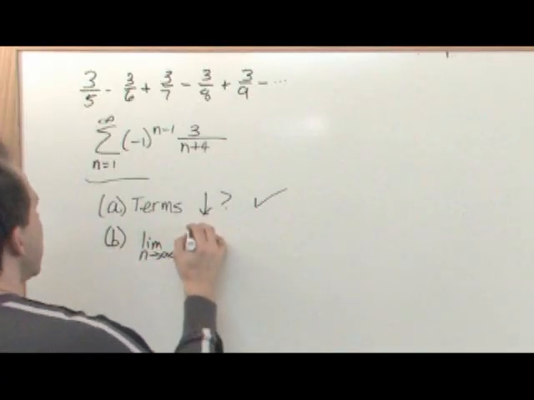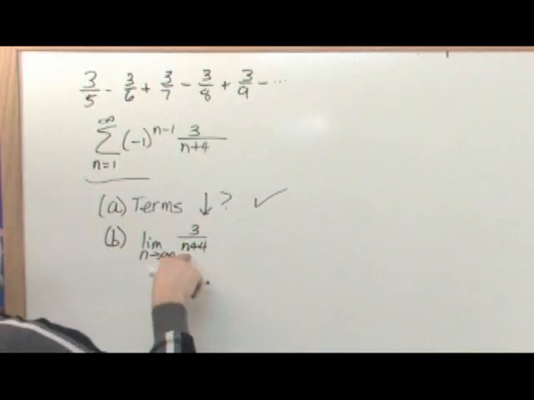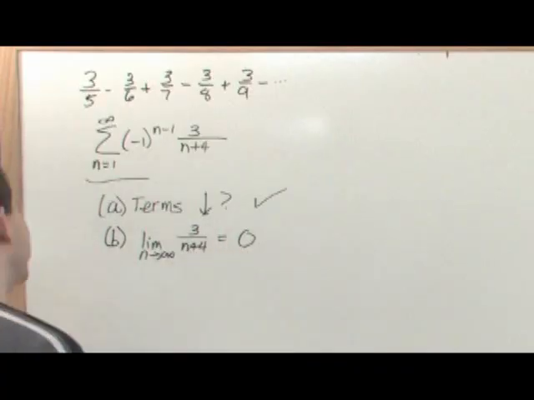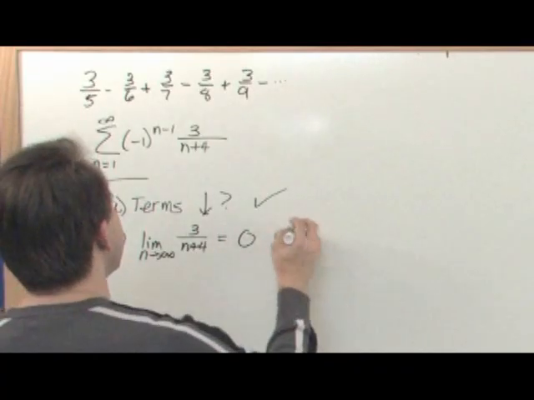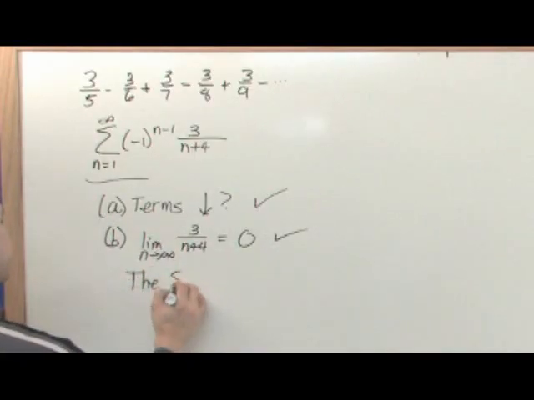So yes, okay? And for B, you just want to check, just for formality on your test, the limit as n goes to infinity of 3 to the n plus 4. Put infinity in here, you're going to get infinity on the bottom, you're going to get 0, so the limit does approach 0, so both conditions are satisfied. Terms decrease, limit does approach 0, so the series converges.